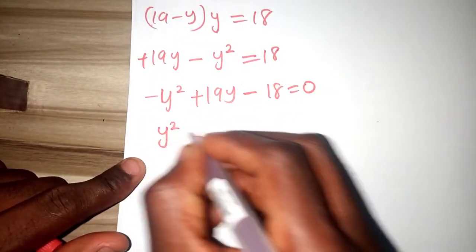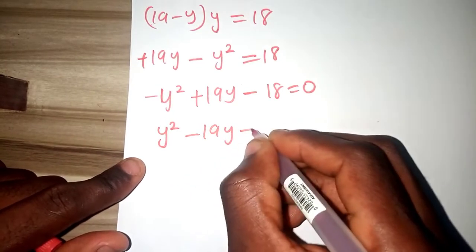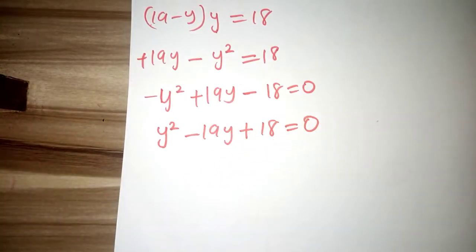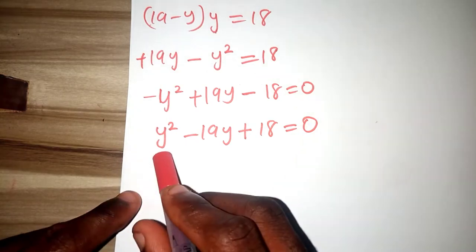We have y square minus 19y plus 18 equal to what? Equal to 0. So now what is the next thing for us to do here? The next thing for us to do here is to find the value of y.